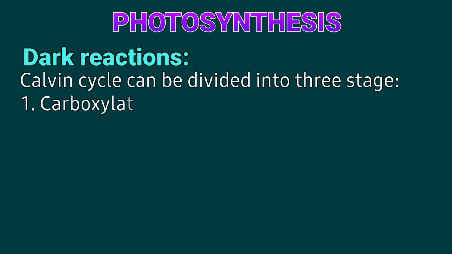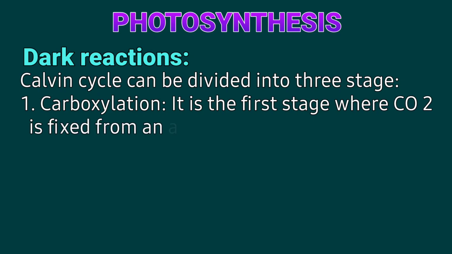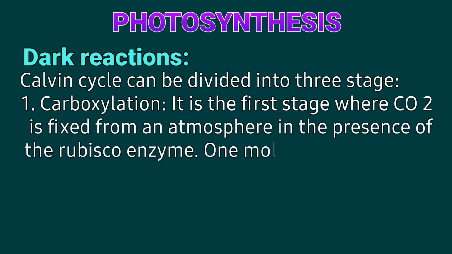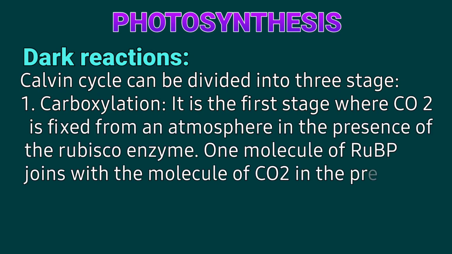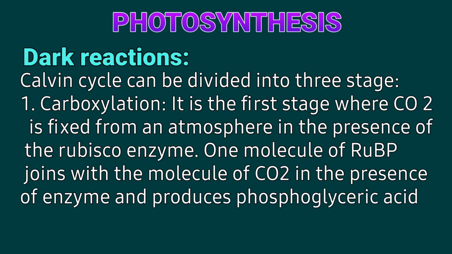The Calvin cycle can be divided into 3 stages. The first one is carboxylation. It is the first stage where CO2 is fixed from the atmosphere in the presence of the Rubisco enzyme. One molecule of RuBP joins with a molecule of CO2 in the presence of the enzyme and produces phosphoglyceric acid.